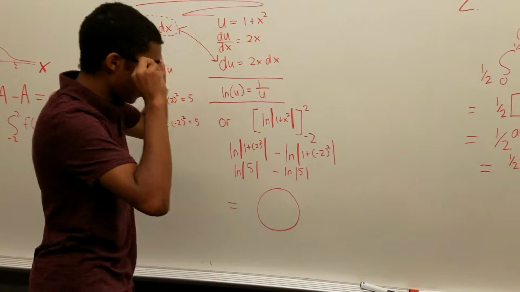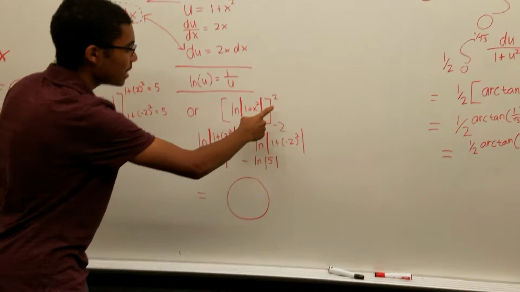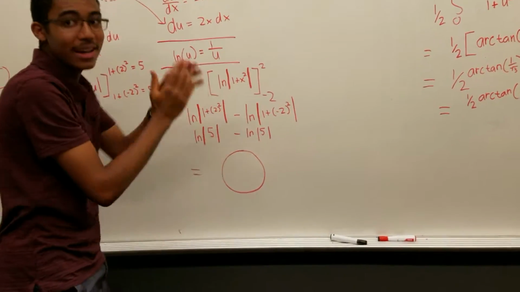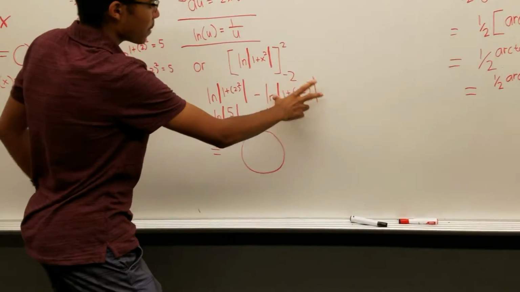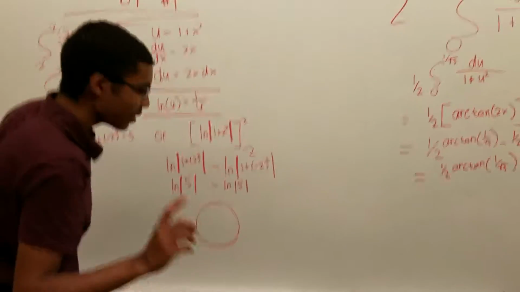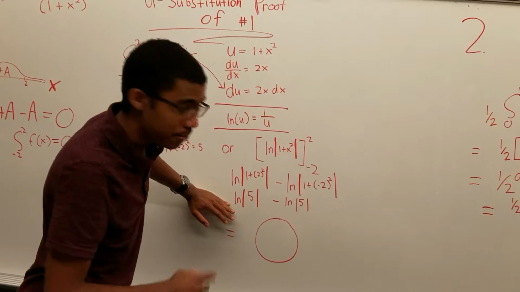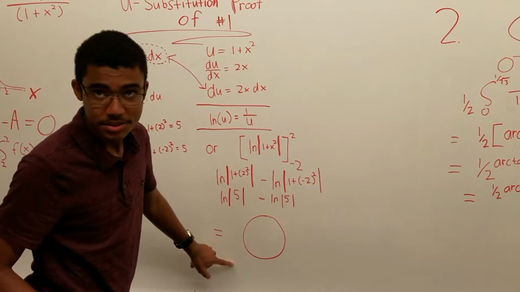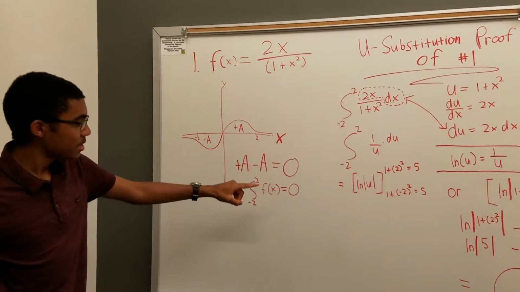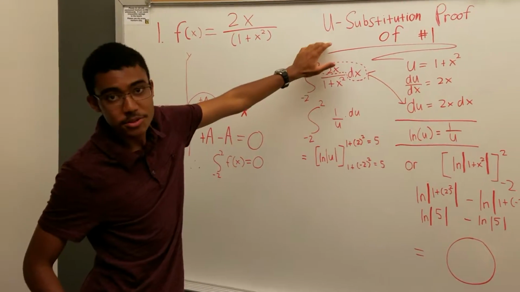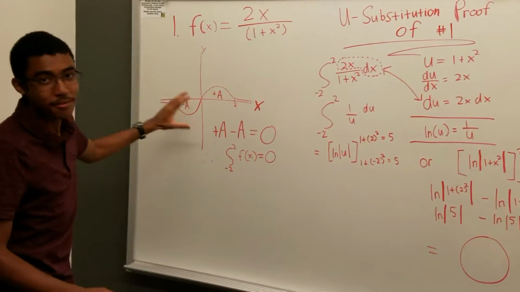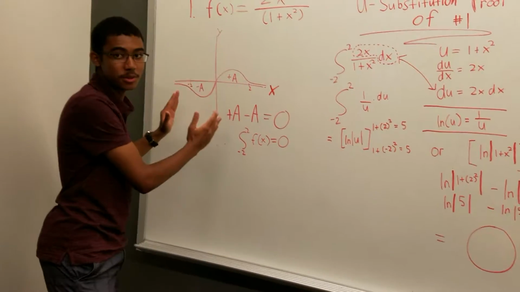So we've plugged in our upper bound and lower bound. You always plug the upper bound into the function and subtract the lower bound, so the top minus the bottom. That's the way I like to think about it. So we get ln 5 minus ln 5, which is equal to 0, just like we got over here. So you get 0 using u substitution, where our u is 1 plus x squared. It's the same answer we get by just graphing the function and finding the area from -2 to 2.